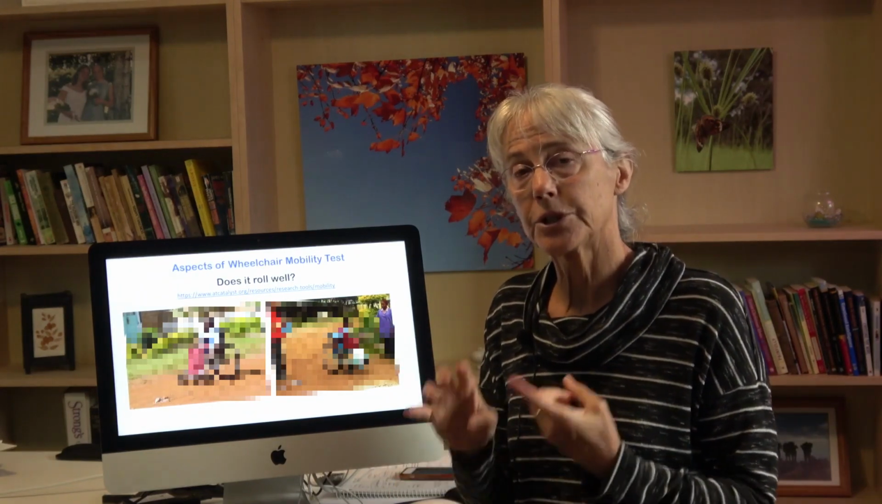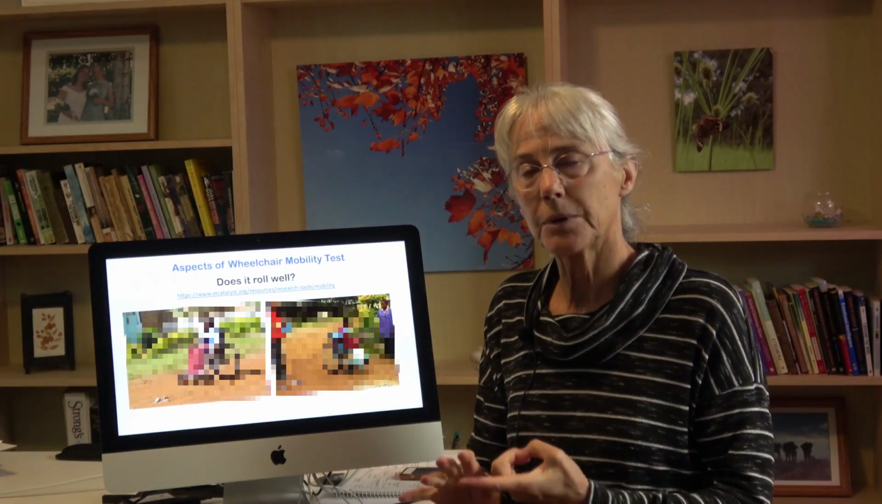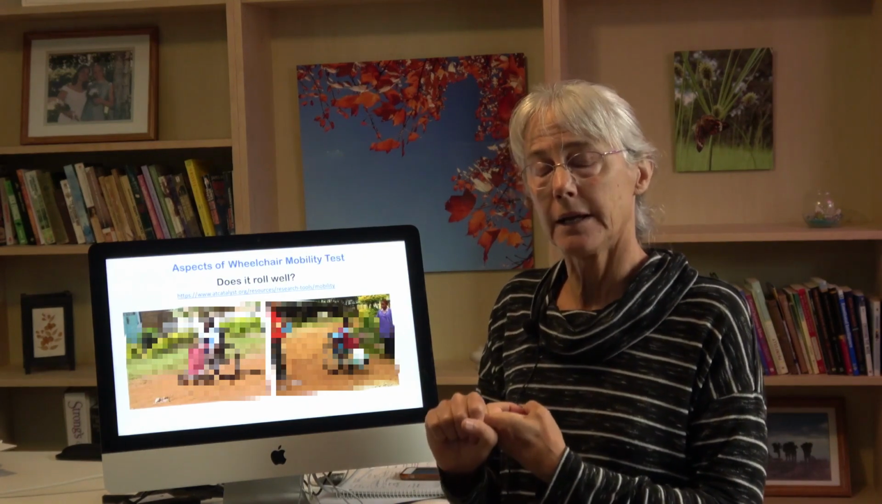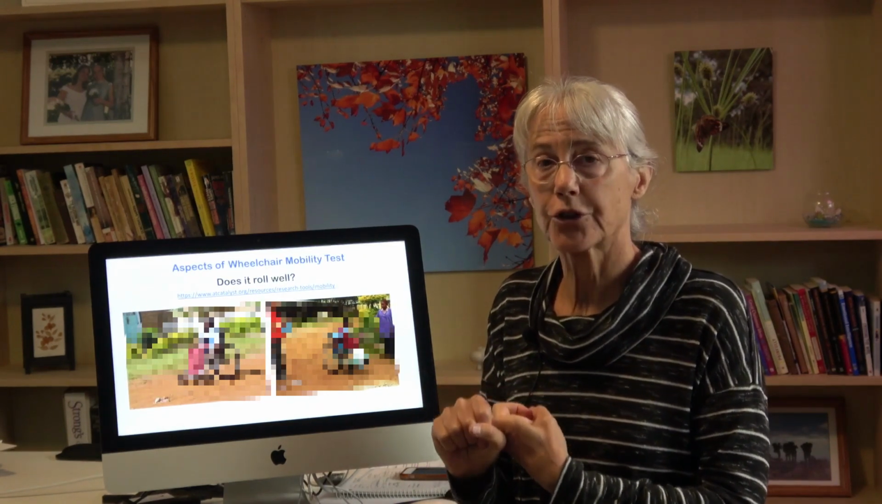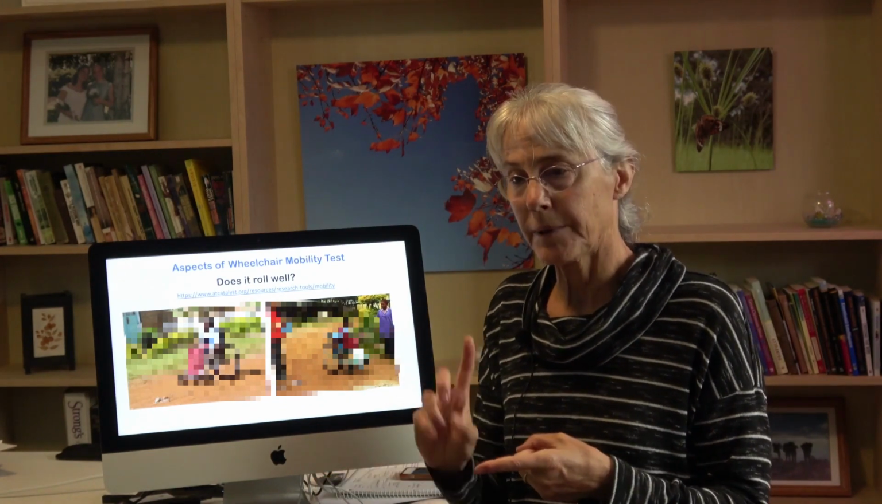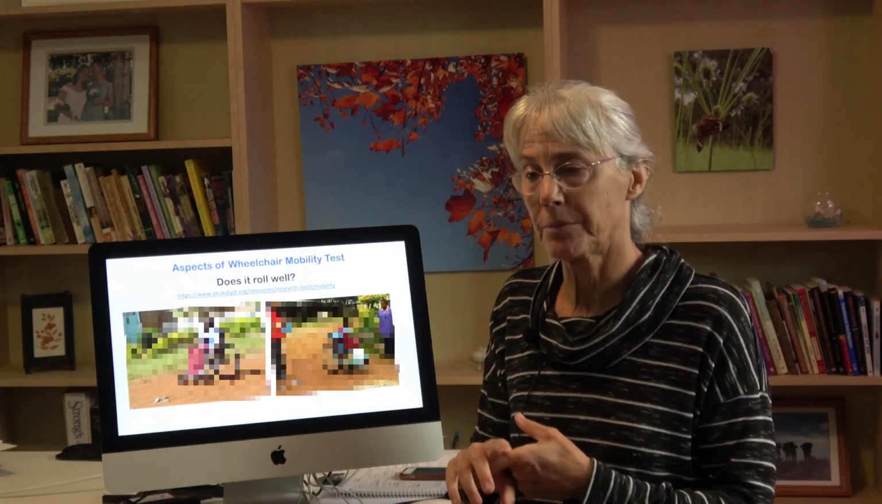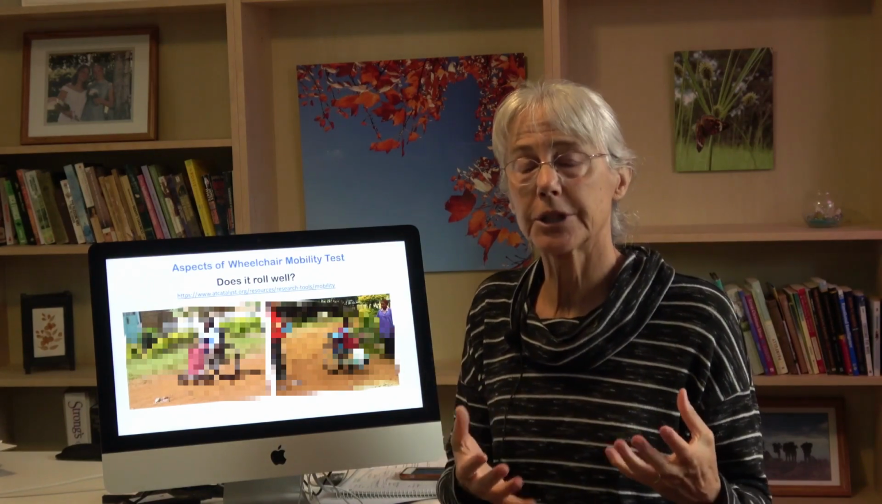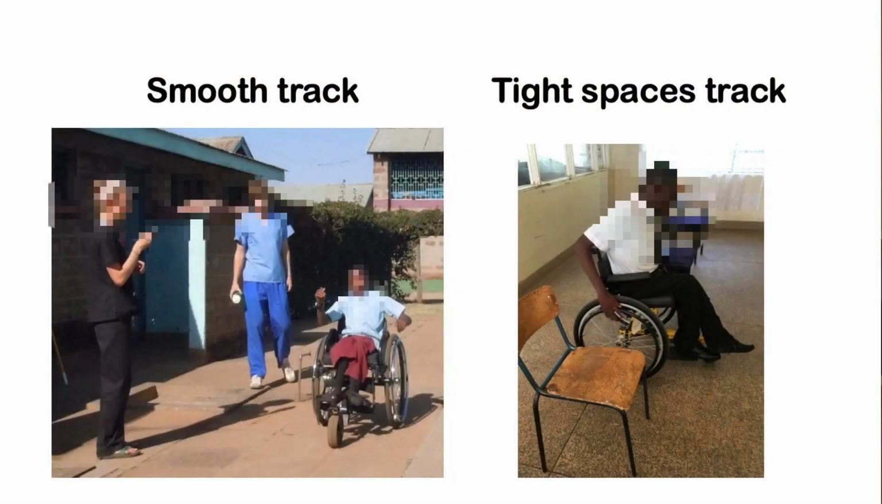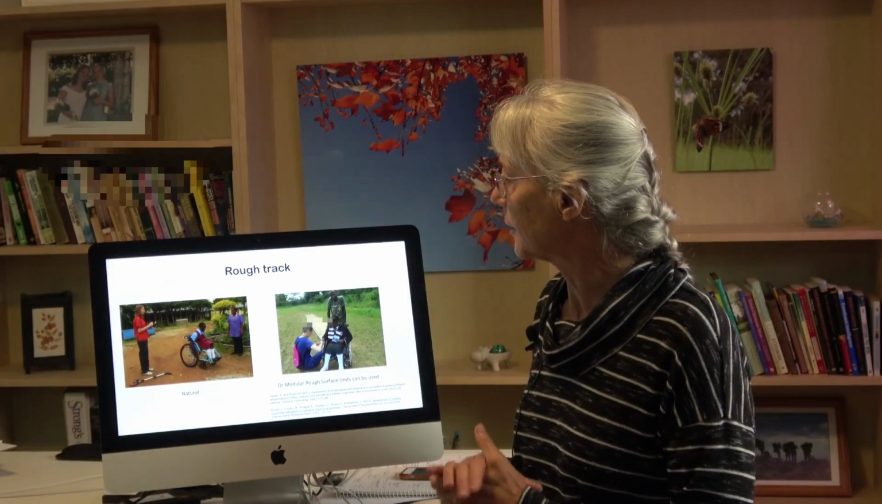Unlike the other ones, which are just questionnaires, this one has a data collection aspect where you're actually doing a 4-minute timed roll test on a measured track. So it requires setting up a measured track and measuring the distance someone rolls in 4 minutes. And then it also has a questionnaire aspect where you get a follow-up question from the user. So there's a smooth track, there's a tight spaces track, which is 4 chairs placed along a wall at a certain distance apart and from the wall, and a rough track.